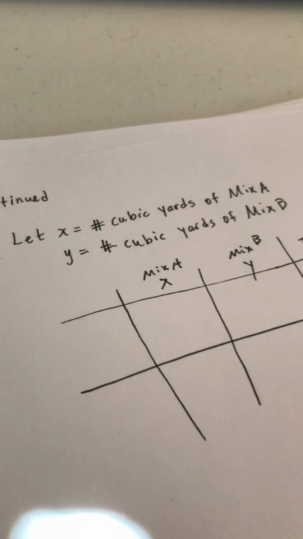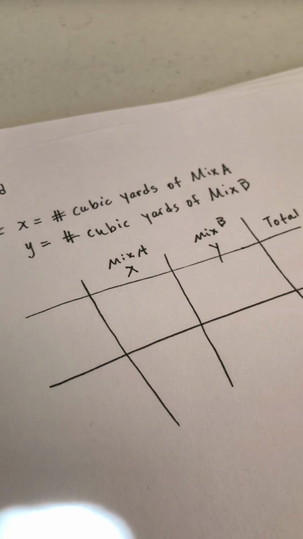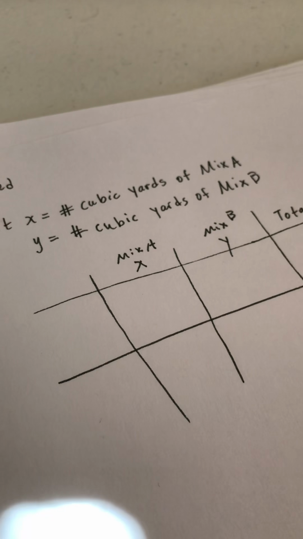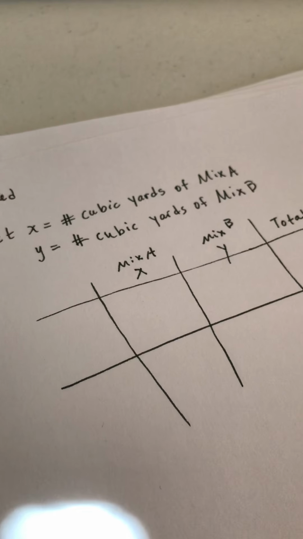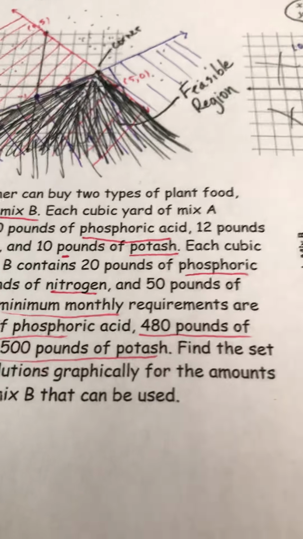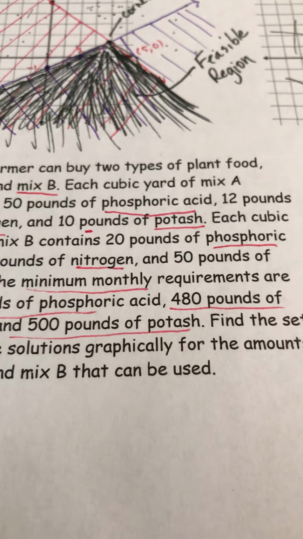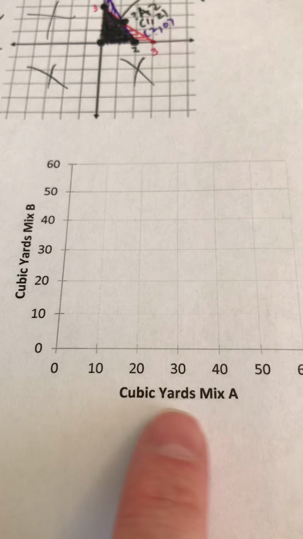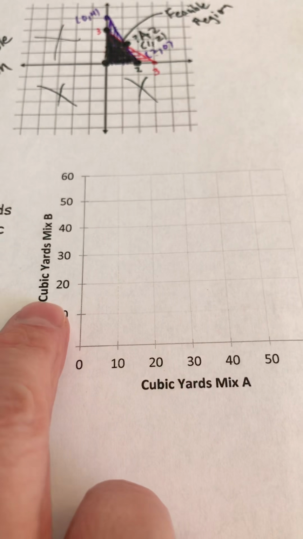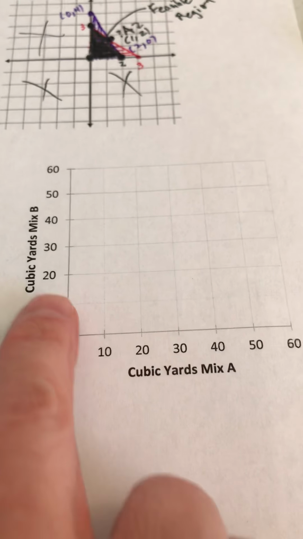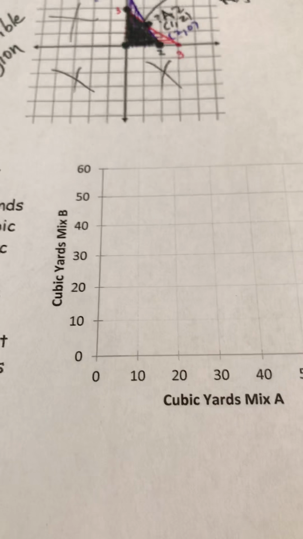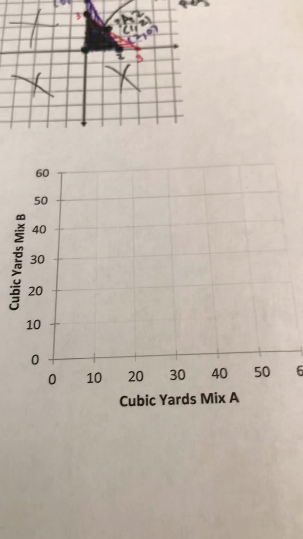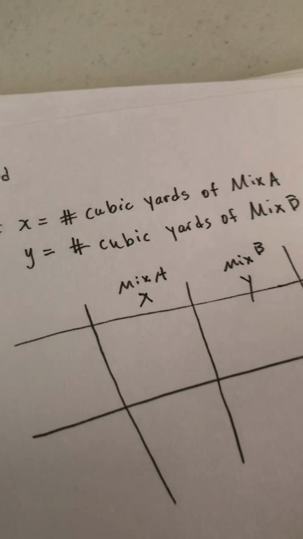I wrote let x be the number of cubic yards of mix A, and let y equal the number of cubic yards of mix B, because we are looking at the amounts of mix A and mix B. One thing that you can use is over here, cubic yards of mix A, cubic yards of mix B. That's on the x-axis, that's on the y-axis. So there are a lot of hints here as to what to let your variables represent.